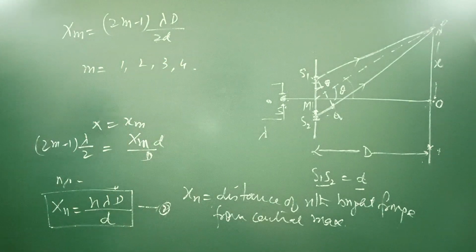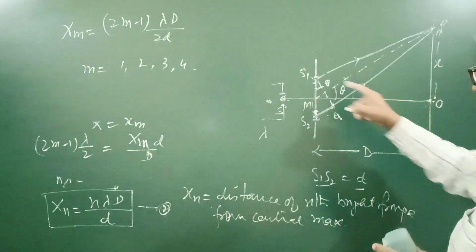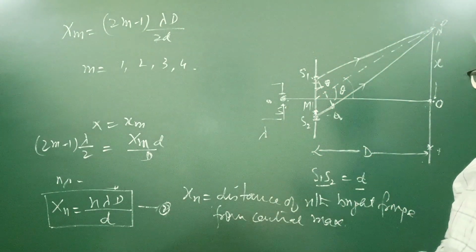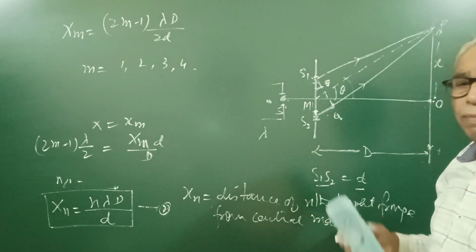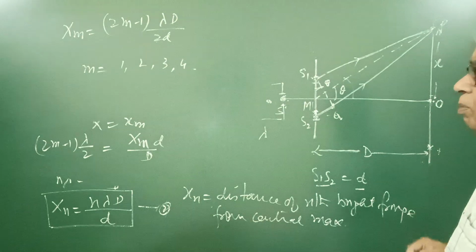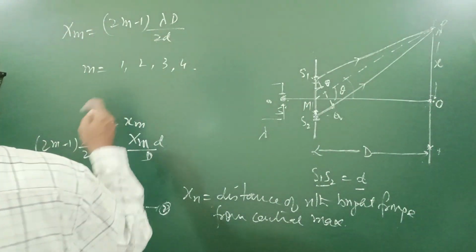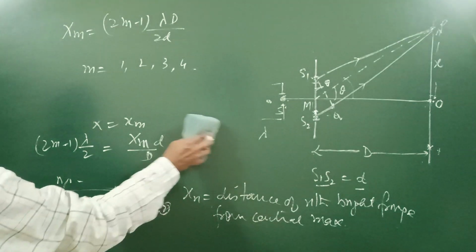Why not taking 0? Actually 0 order तो हमारी central bright fringe है, when S1 S2 are emitting light in same phase. तो first fringe after that will be obtained dark fringe, है ना? Minimum intensity, तो इसलिए बदलिए हमने. तो this is equation 3.